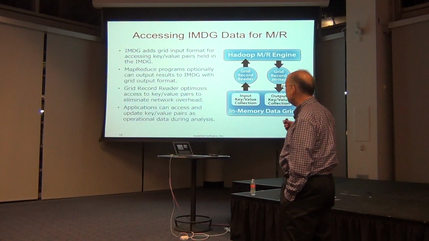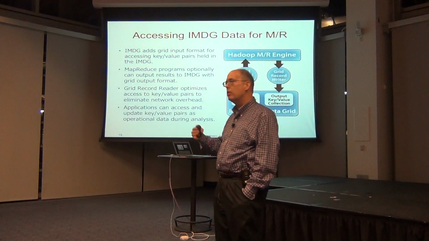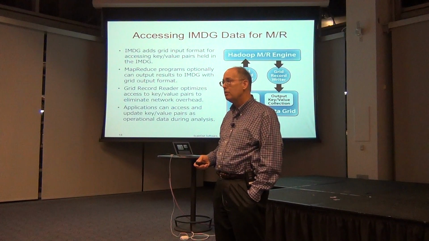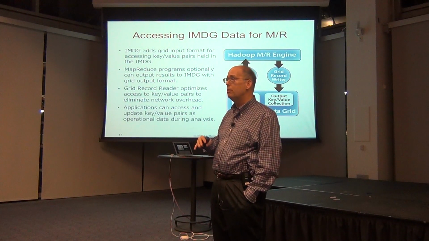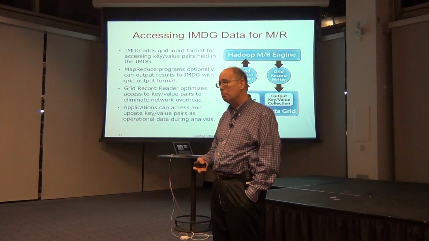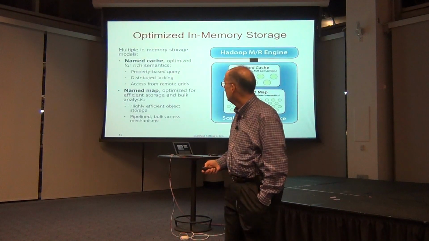So also you can access data from the grid, and we've added our own input formats and record readers, and say on the output side, so that it's a very optimized approach to moving data into the mappers or out from the reducers with a lot of pipelining to and from the grid.